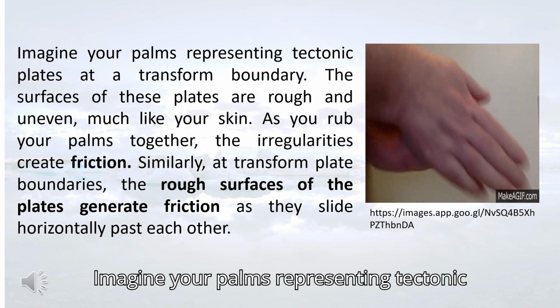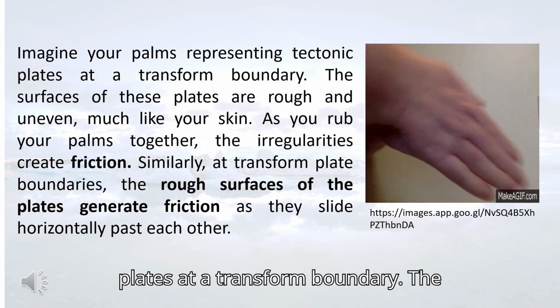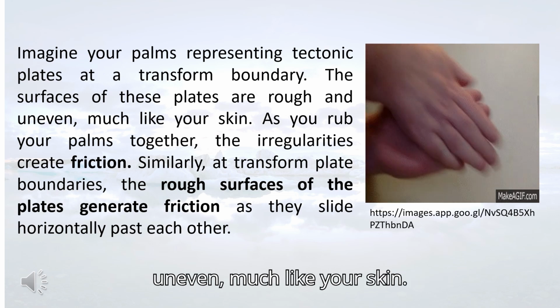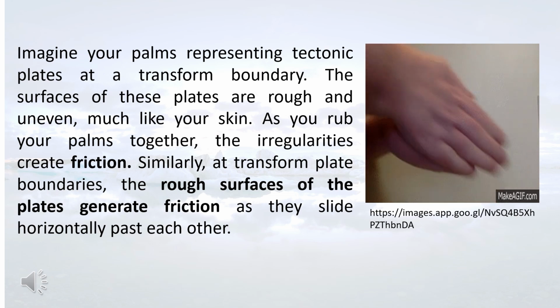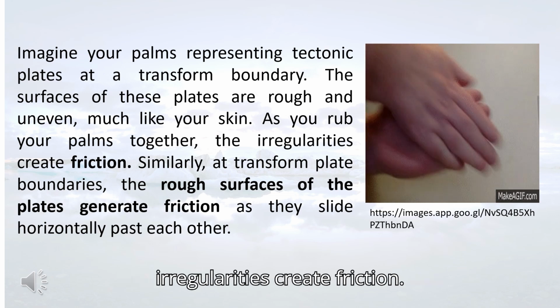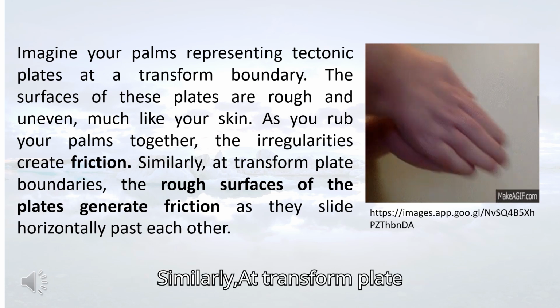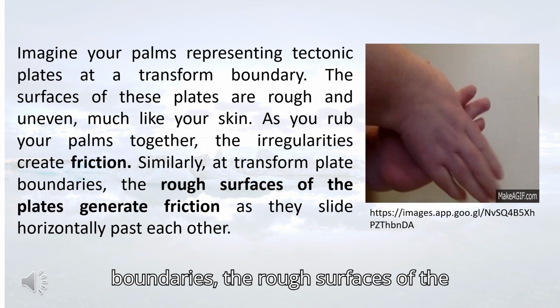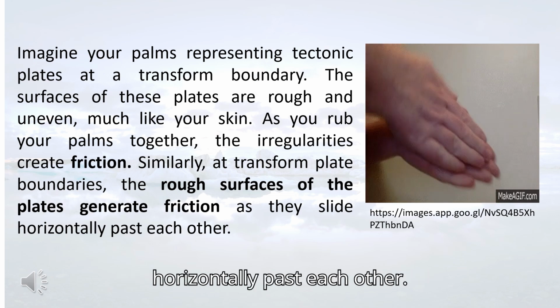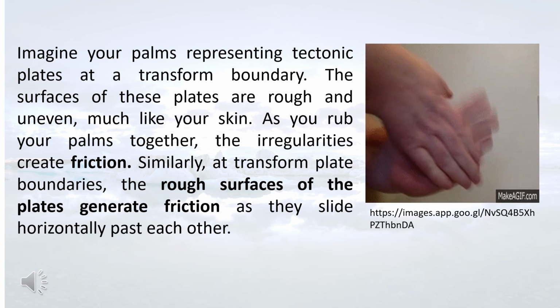Imagine your palms representing tectonic plates at a transform boundary. The surfaces of these plates are rough and uneven, much like your skin. As you rub your palms together, the irregularities create friction. Similarly, at transform plate boundaries, the rough surfaces of the plates generate friction as they slide horizontally past each other.